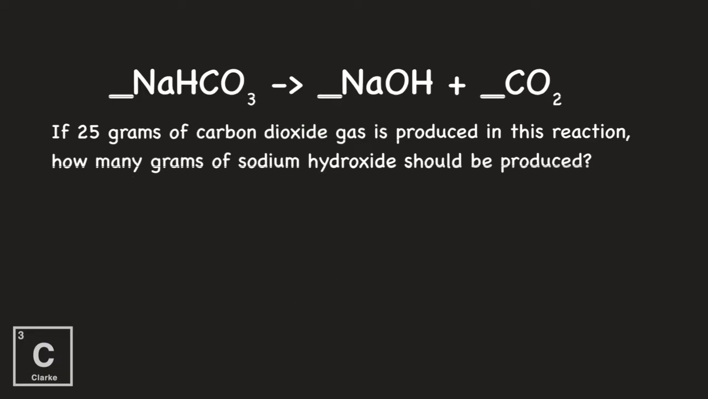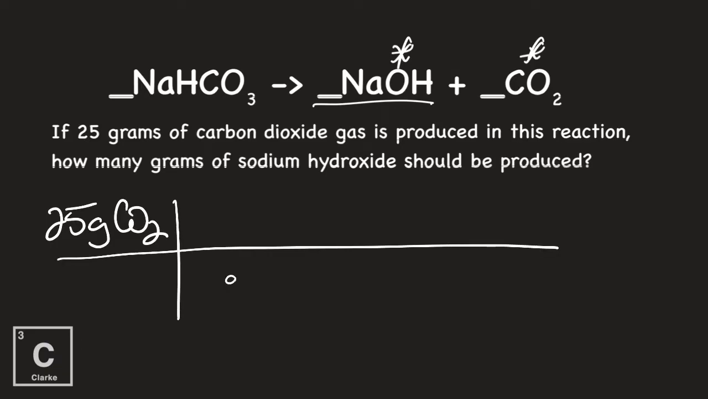So let's start with our given. If we have 25 grams of carbon dioxide, this is produced. That is a product, but that's okay. You can use a product to figure out how many other products are produced. Don't let that freak you out. It's okay that we're going from product to product. How many grams of sodium hydroxide should we produce?